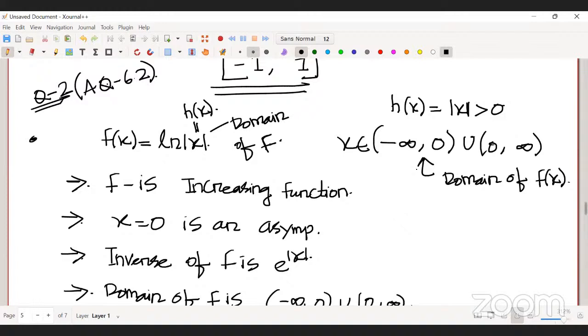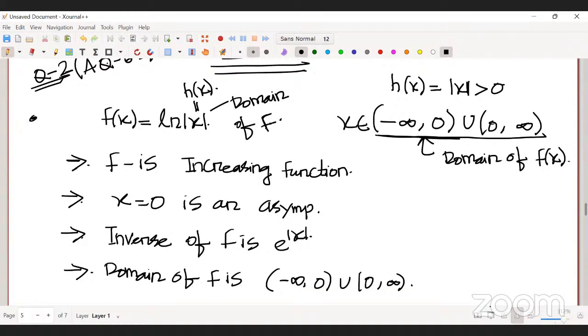No, this is the domain, right? This is the domain of this function. So in this domain, you can check whether this function is decreasing or increasing. When we move from minus infinity to 0, once you know the domain, then certainly you can check whether this function is decreasing or increasing, or it's neither decreasing nor increasing.